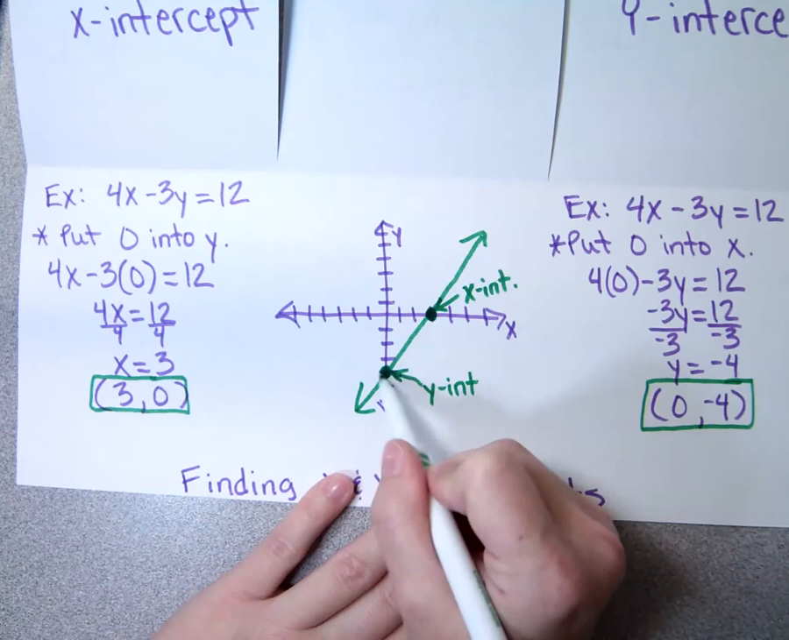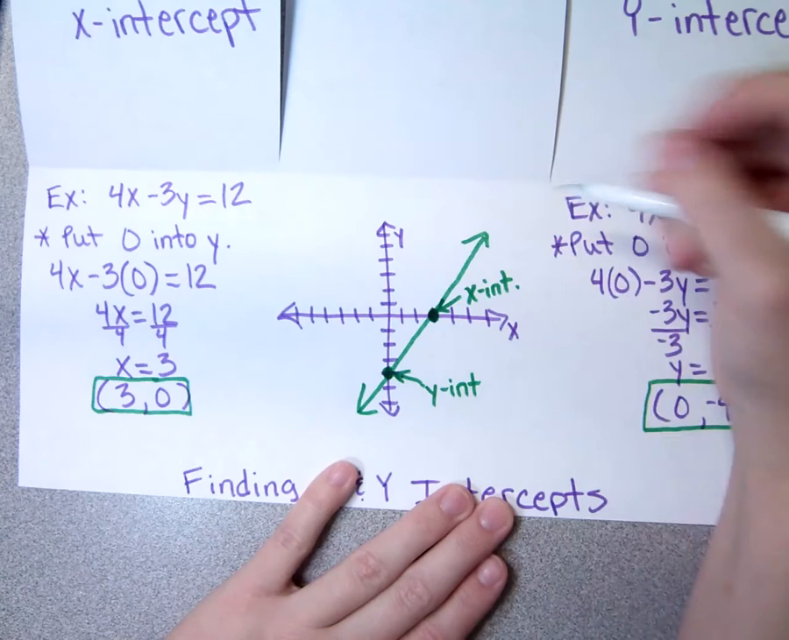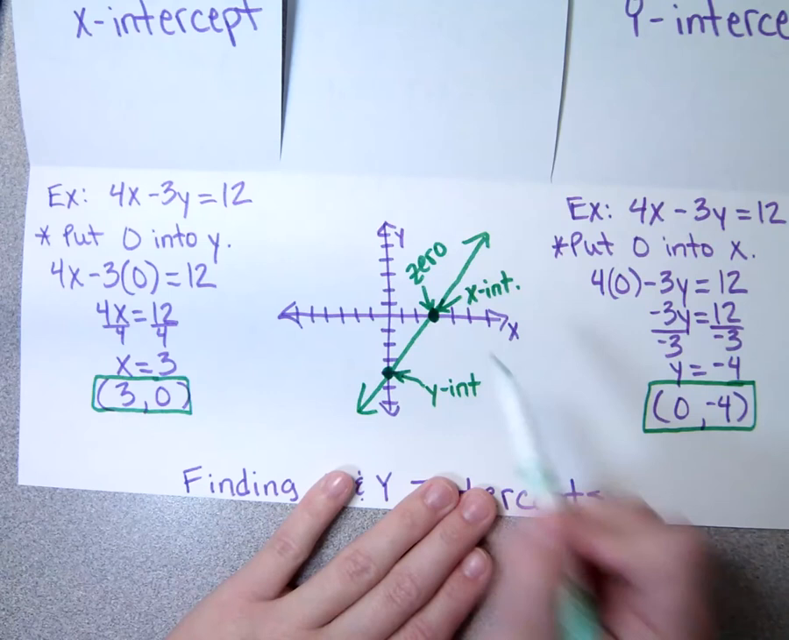Very easy. Now, just to test your memories, what is another name for x-intercept? That's right. This is also called the zero of the function. So x-intercept and zero mean the same thing. It's wherever the graph crosses the x-axis, and the y-intercept's where the graph crosses the y-axis.